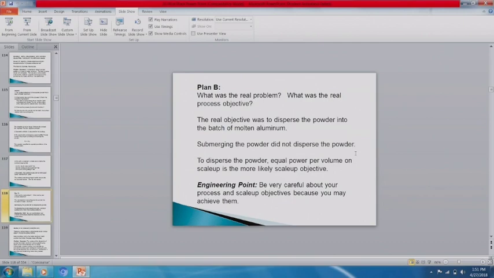To disperse the powder, equal power per volume on scale up is more likely the objective, right? If you research power per volume, you'll find it's involved with the creation of surface area, creation of drops and bubbles. And so, saying a bubble and a drop is similar to a chunk of powder. It's very similar. You think of it as a bubble with powder in it. So equal power per volume is likely to disperse the powder. So you should be very careful about what your process and process objectives are, because you may achieve them.